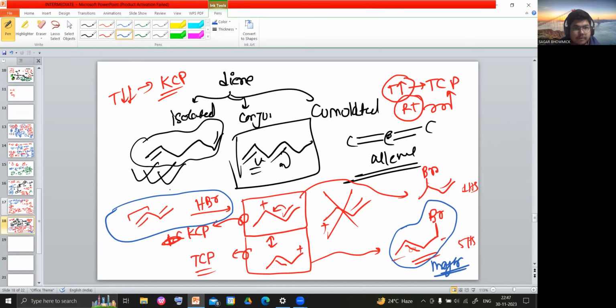Low temperature is actually less than or equal to 0 degrees Celsius. This is low temperature. But better you consider room temperature or greater than or equal to room temperature as thermodynamically controlled product. Now, I am giving another question with this concept.